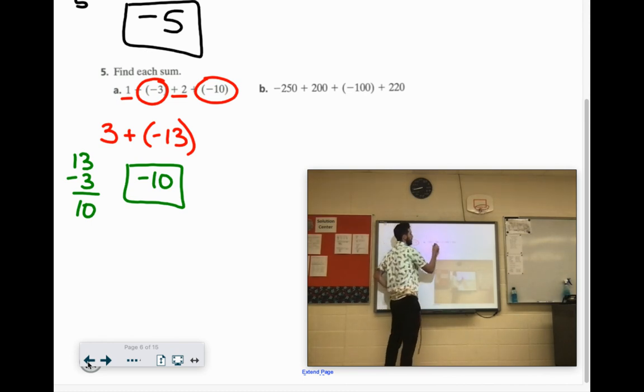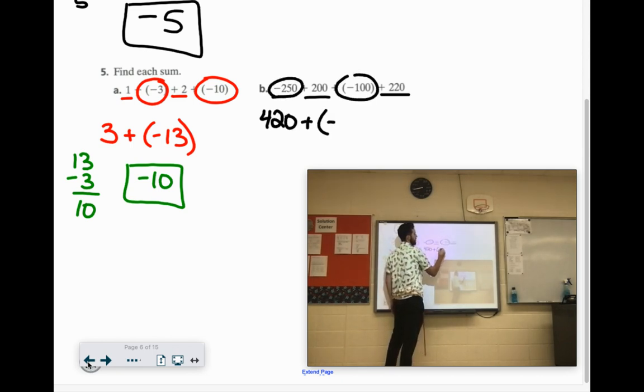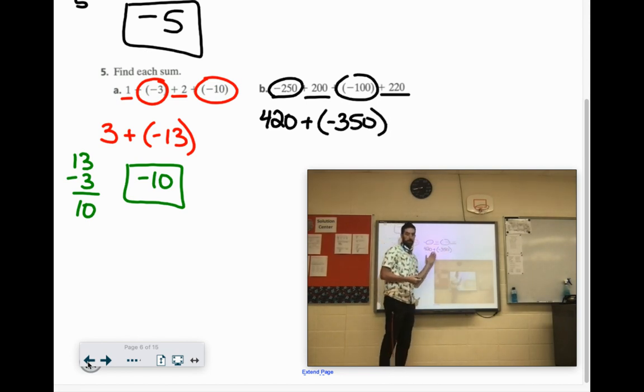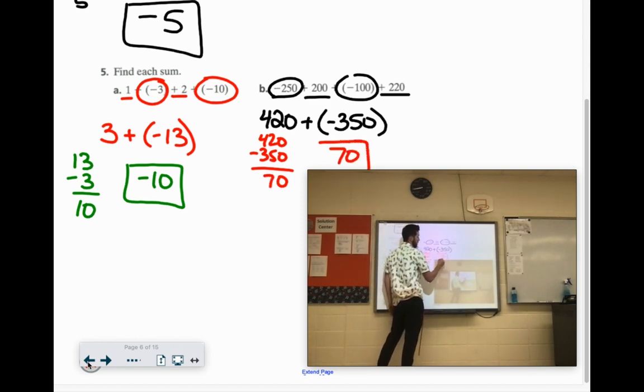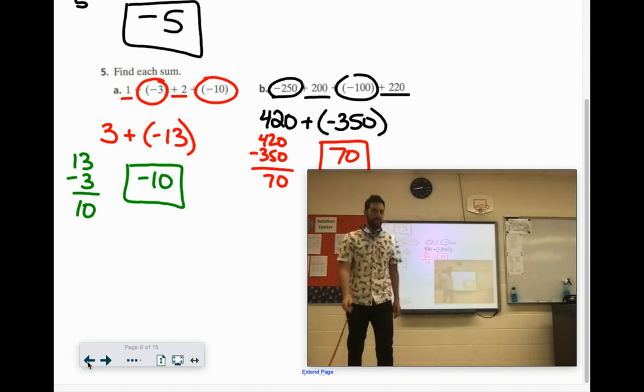Okay, my positives, I have 200 and 220. We add those up, that's 420. Our negatives, we have negative 250 and negative 100, that's negative 350. I have $420. I need to pay someone $350. Do I have enough? Yes, I do. So then we can just subtract them. And we'll keep the positive version. 0 minus 0 is 0. 42 minus 35 is 7. We have positive 7. That's it for adding integers.